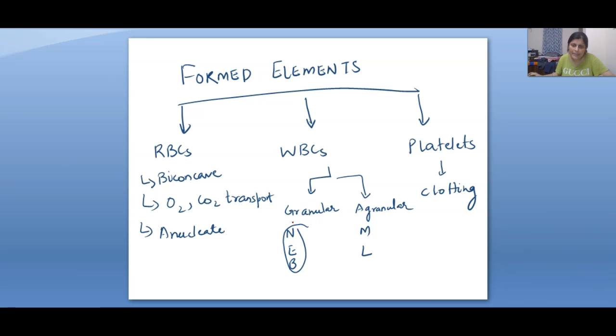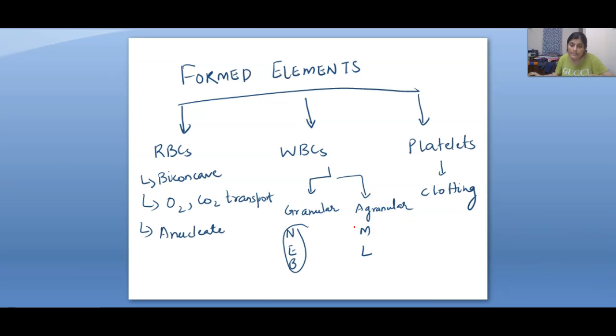The granular forms contain certain types of granule molecules, and these produce certain types of enzymes to fight or degrade pathogens. Now in the granular form, again we have three types of WBC components. These are neutrophils, which fight against infection and are the most abundant. Then the eosinophils, which get activated during parasitic and worm infections. And the basophils, which are the main cells that produce the inflammatory response, and they produce histamine. Now coming to the agranular part.